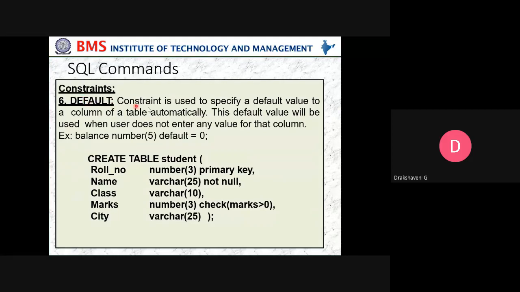What is default? A constraint is used to specify a default value to a column of a table automatically. This default value will be used when the user does not enter any value for that column. Balance number, that is default.